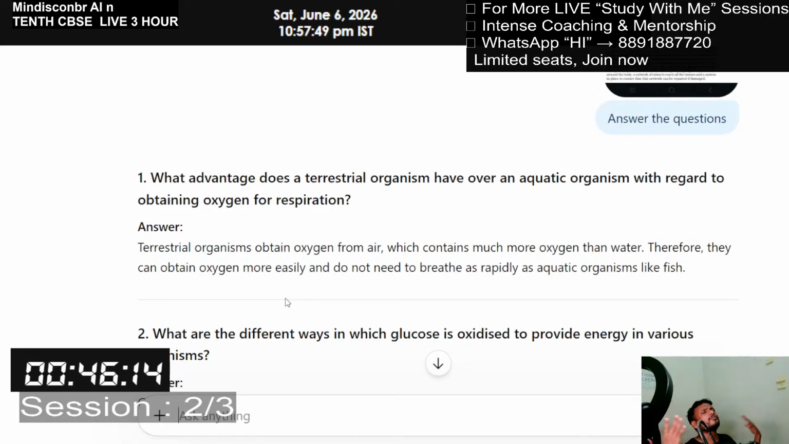In the atmosphere itself, the amount of oxygen is very high as compared to the dissolved oxygen present in the water. So a terrestrial organism living on land is in contact with the atmosphere and gets a large amount of oxygen that it can utilize for respiration. Terrestrial organisms obtain oxygen from air, which contains much more oxygen than water. Therefore, they can obtain oxygen more easily and do not need to breathe as rapidly as aquatic organisms like fish.